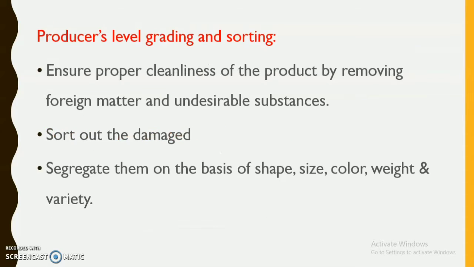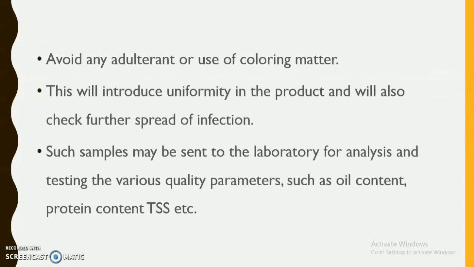Then producer-level grading and sorting. Ensure proper cleanliness of the product by removing foreign matter and undesirable substances. We have to sort the produce and sort out the damaged ones. Then segregate them on the basis of shape, size, color, weight and variety. Then avoid any adulterant or use of coloring matter, and this will introduce uniformity in the product.